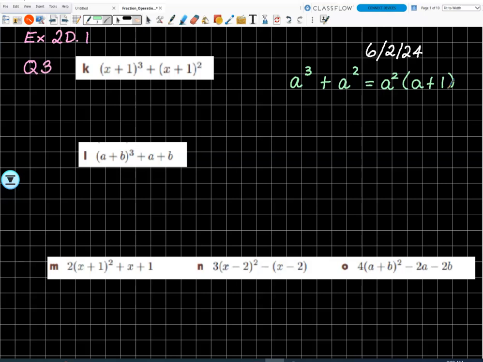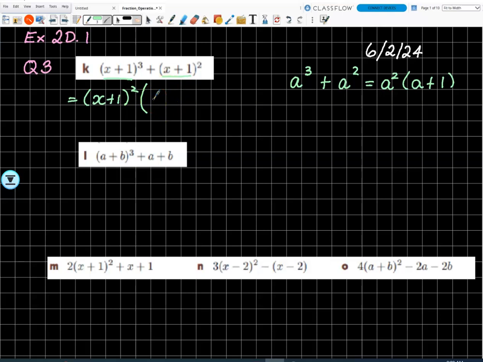Now, why is that a hint for this? Because there's the x plus 1. Yep, this is x plus 1 cubed and x plus 1 squared. So technically, my highest common factor for that is x plus 1 squared. We do the same thing there. We open up our brackets, and again, I'm making it like it's the big bracket there. And we go, well, x plus 1 squared times what gives me x plus 1 cubed?